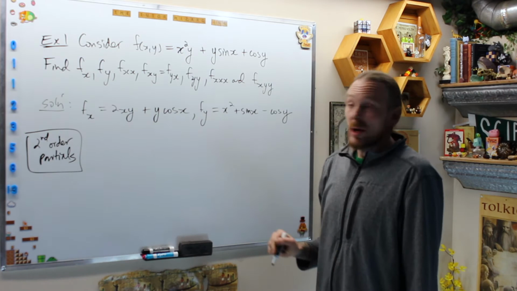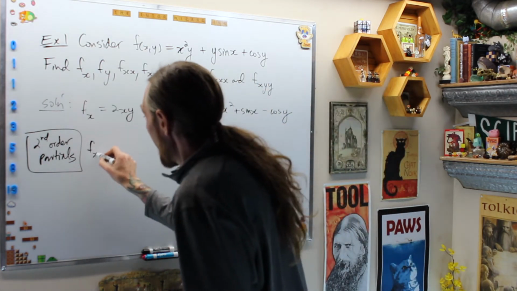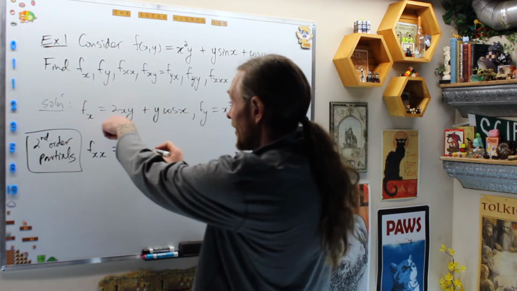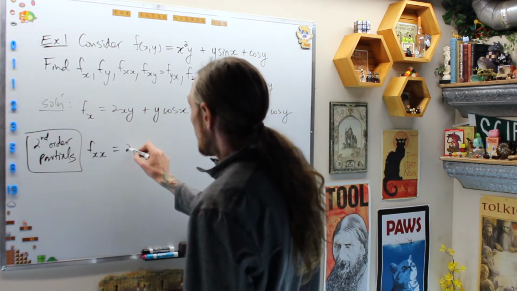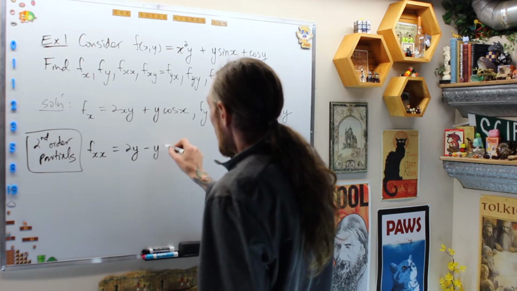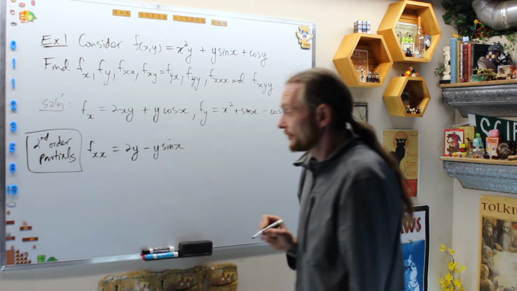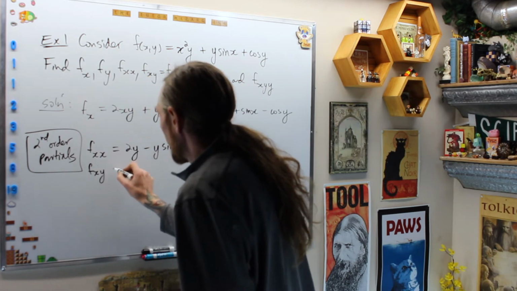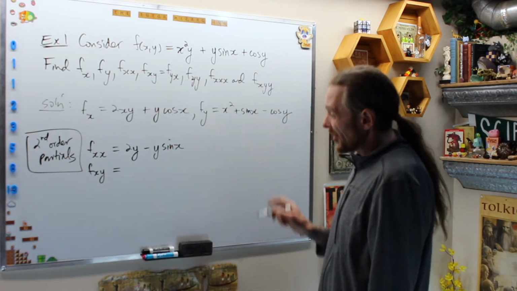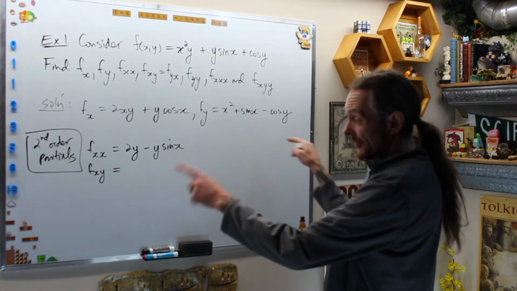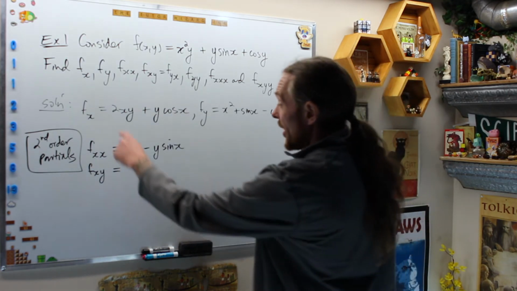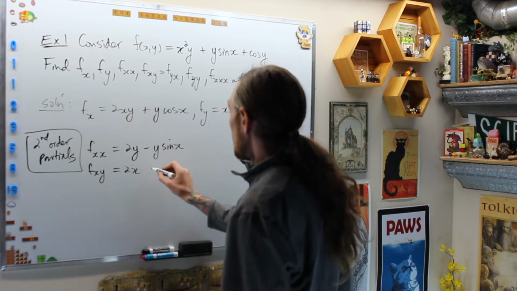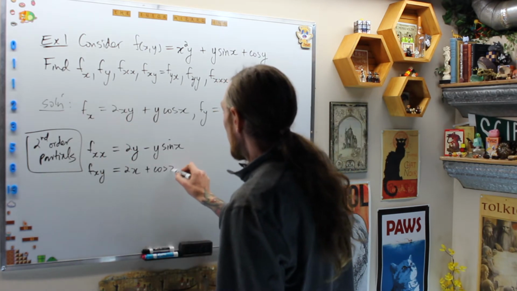To find the second order partials, we're going to do this. fxx is the derivative of this one with respect to x. So that's going to give us 2y minus y sine x. Then we have fxy. We can only compute one, but you can, just to practice and verify that they're equal, compute both. Then we're going to compute with respect to y. That's going to give me 2x plus cos x.